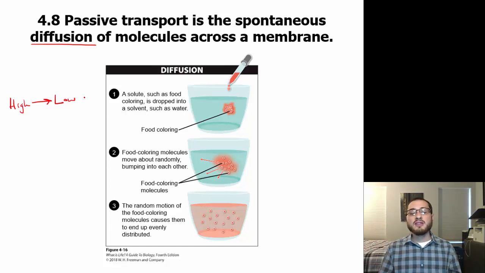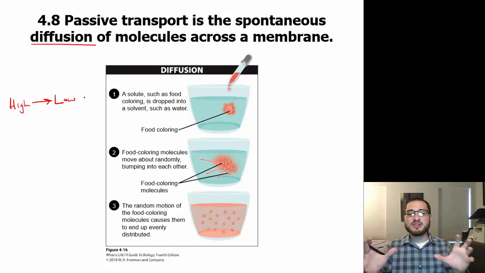So the one example is if you were to put some food dye in water, it's going to slowly diffuse throughout the water. Same thing goes with a sugar cube. If you put sugar into your water, it's going to diffuse throughout the water. It's not just going to stay a cube in that water. So that is the idea of diffusion.